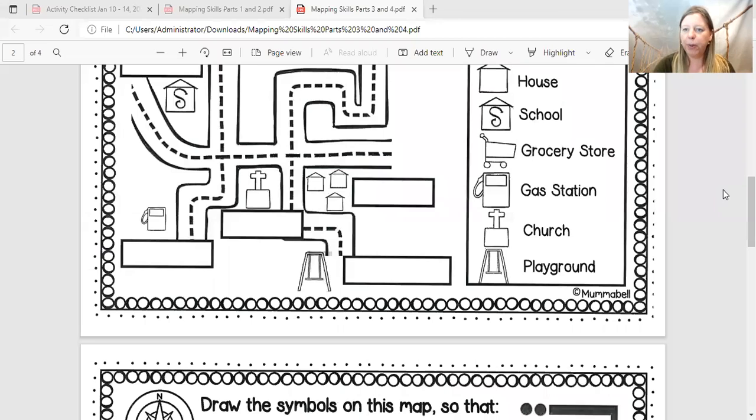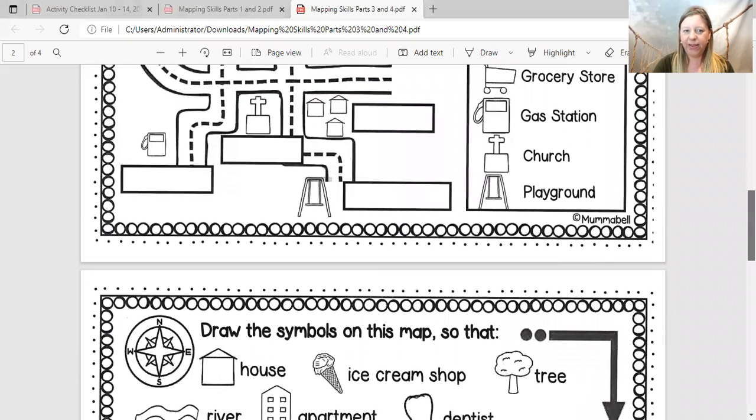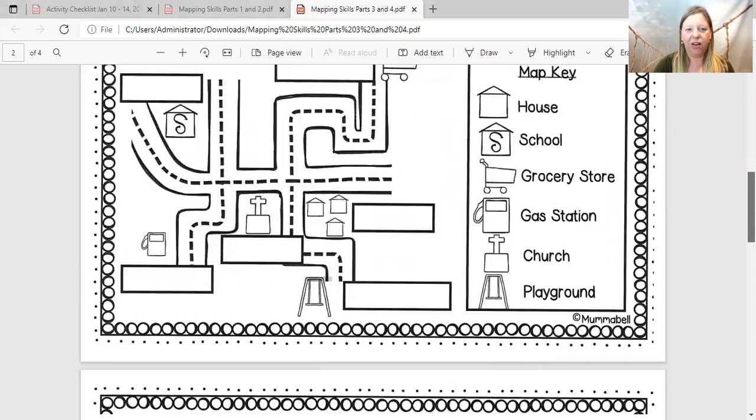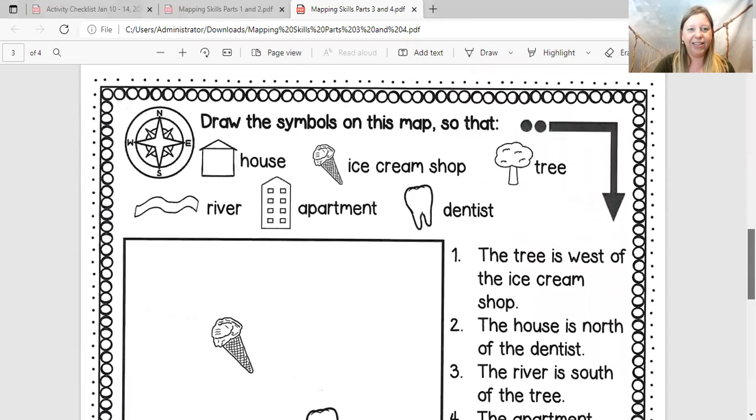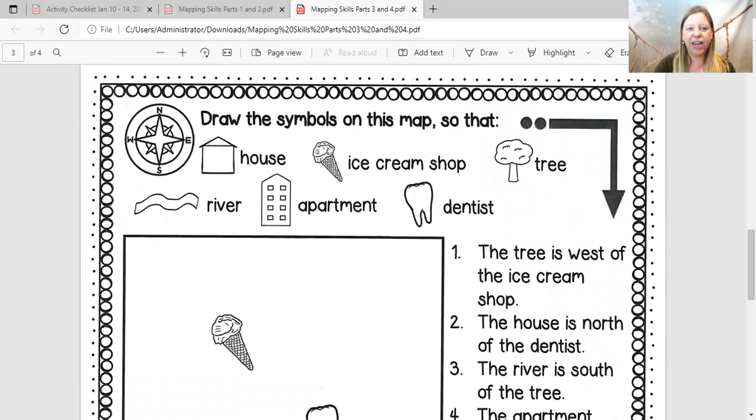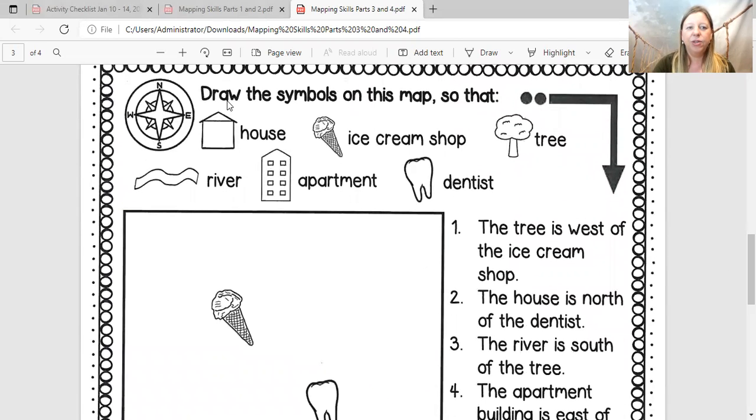You will need to have your map pages from both bundles, last week's bundle and this week's bundle too. Let's start with this week's bundle. I hope that you filled in all of the labels from yesterday's lesson. And today you're going to be following the instructions that say, draw the symbols on this map, that's this one down here, and then you follow these directions.